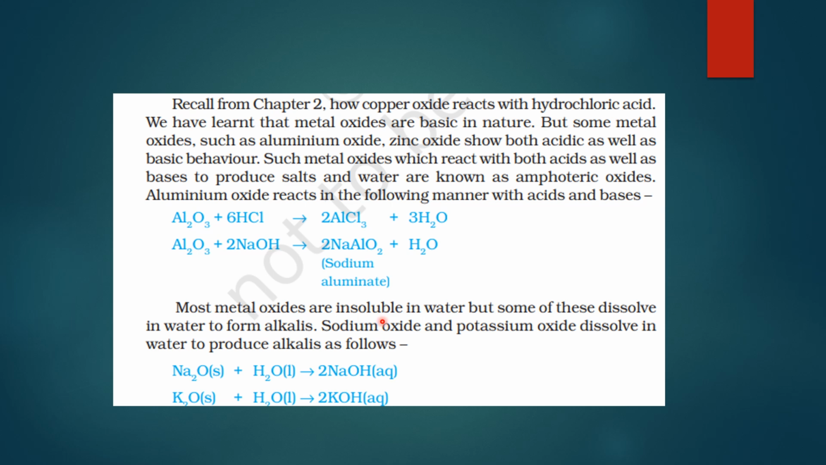Most metal oxides are insoluble in water, but some of these dissolve in water to give alkalis. In general metal oxides are basic, so when they dissolve in water, what will they give us? Alkalis. Sodium oxide and potassium oxide are such examples. Sodium oxide dissolved in water gives NaOH, and from K2O you get KOH.